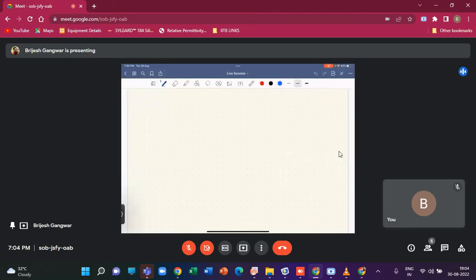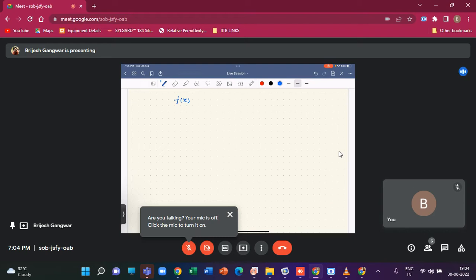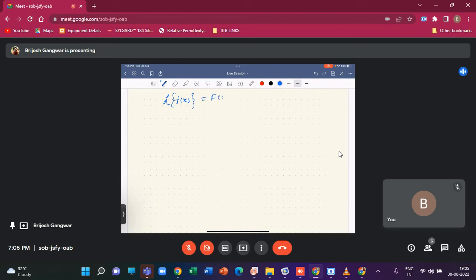So what is Laplace transform? Let's consider one function f(x). If we want to find the Laplace transform of this, how will we find it? This L is denoted for the Laplace. So the Laplace of this f(x) will be defined as capital F(s), right?